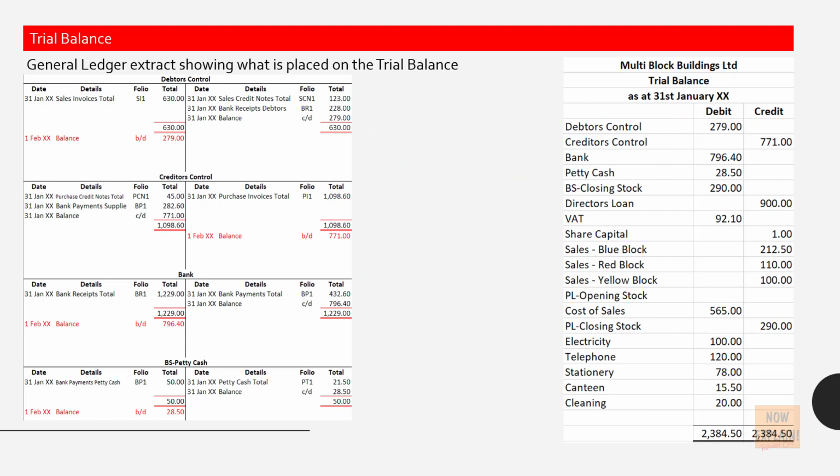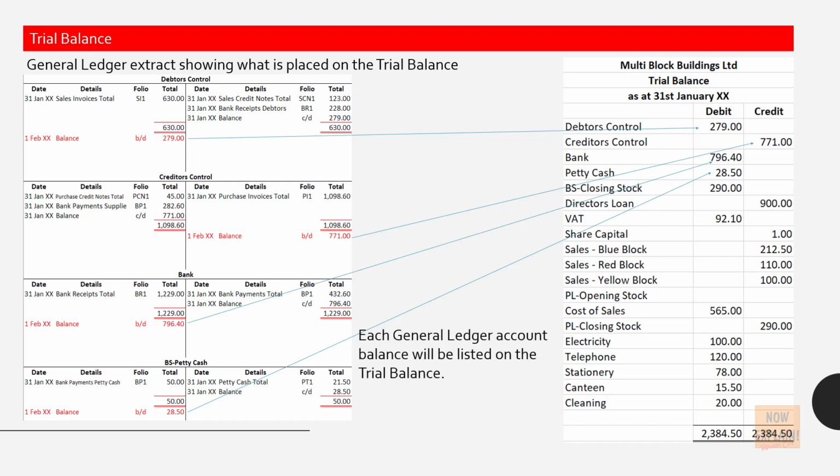Here are general ledger extracts showing what is placed on the trial balance. We start with the debtors control and place its debit balance onto the debit column of the trial balance. The creditors control balance is on the credit side, so we put that in the credit column. The bank is a debit balance of $796.40, so we put that in the debit column. Petty cash has a debit balance of $28.50, and we put that in the debit column as well. So each general ledger account balance will be listed on the trial balance. We go all the way down, with debit balances in the debit column and credit balances in the credit column.